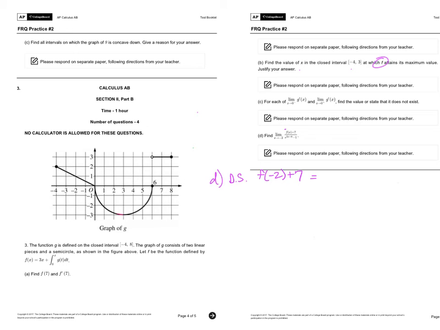Well, what is f of negative 2? I've got to figure that out like I figured out f of 7 and all that other stuff. 3 times negative 2 is negative 6. And then I would have to find the integral from 0 to negative 2. So that's an area of 1, but same kind of thing. I was doing the adding in my head. That would be negative 1 plus 7. Oh, interesting. I get 0.